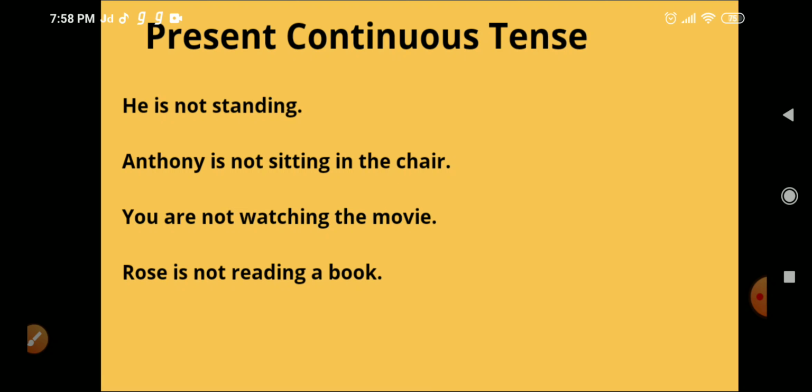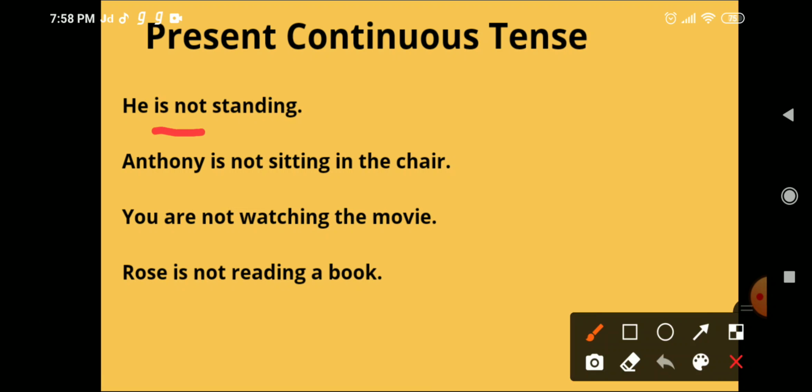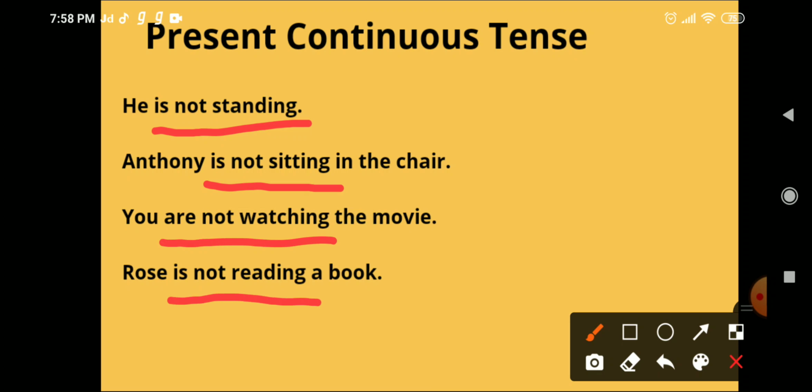Now here is not standing. In the second sentence is not sitting. In the third sentence are not watching. And the last sentence is not reading. Is/am/are not, first form, and then ing with first form of the verb.